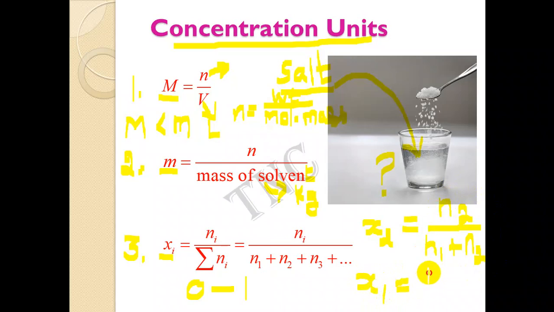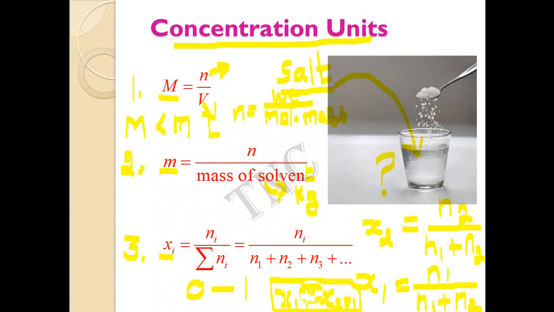x1 is equal to n1, the number of moles of solvent, divided by the total number of moles of solution, that is n1 plus n2. This is also less than 1. And in a binary solution, binary means we'll have one solvent and one solute. For a binary solution, the sum of x1 and x2, the mole fractions of the solute and the solvent, is equal to 1. This relation is very famous.